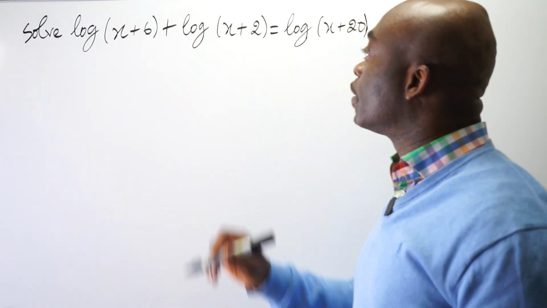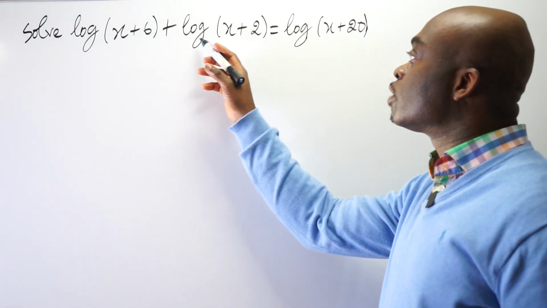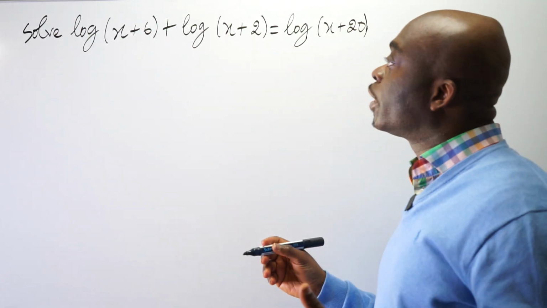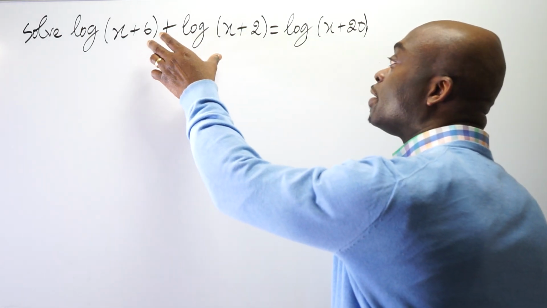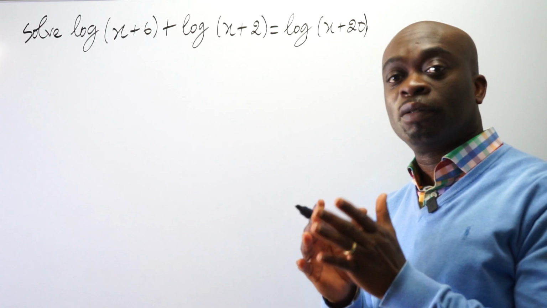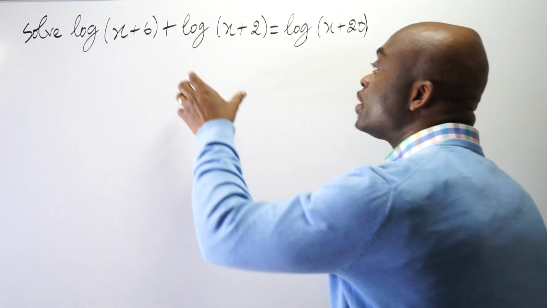Let's solve this logarithmic equation here. So we have log of (x + 6) + log of (x + 2) = log of (x + 20). All right? Whenever you look at these equations, you always see if you have anything to combine together to make it one common log by using the log property. In this case, we have two of them.